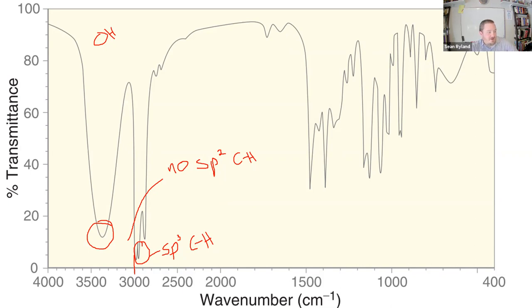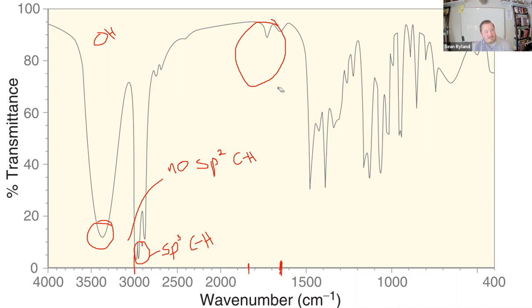And then the last major category that you should look for is in that 1650 to 1850 range. In this range here, if there's a carbonyl, there should be something sharp and pretty strong. So like there's a little peak there, but that's probably either impurity or noise. If it's a carbonyl, it would be pretty strong and very sharp as well. So narrow, not broad. So the fact that there is not a big strong peak there tells me not only do I not have any sp2 carbon hydrogens, I also don't have any carbon oxygen double bonds.